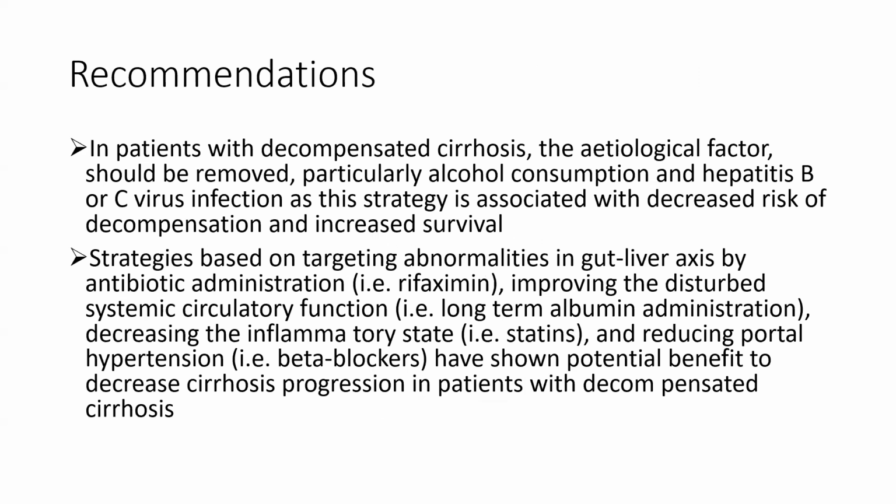So in patients with decompensated cirrhosis, the etiological factor should be removed, particularly alcohol consumption and hepatitis B, C virus infection, as this strategy is associated with decreased risk of decompensation and increased survival. Strategies based on targeting abnormalities in the gut-liver axis by antibiotic administration, improving disturbed systemic circulatory function, and reducing portal hypertension, like by adding a beta blocker, have shown potential benefit to decrease cirrhosis progression in patients with decompensated cirrhosis.